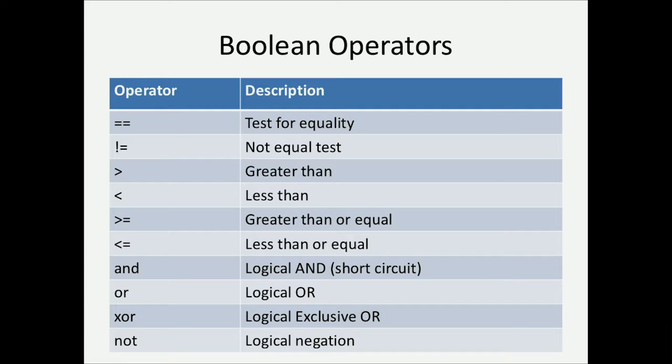It's obvious what most of these others do. Test for inequality, greater than, less than. We have the greater than or equal. And finally, we have and, or, and XOR, which is the logical exclusive or, either or, but not both. And logical negation. Those will all be used to combine Boolean conditions, as we'll see.